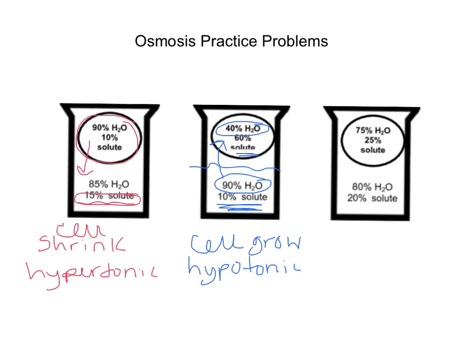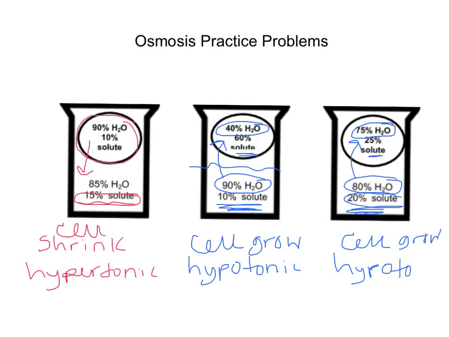Alright, our last one. So we have 75% water inside the cell, 80% water outside the cell. Water goes from an area of high concentration to low concentration, so again, our cell is going to grow. Let's look at our solutes. We have 20% in the solution, 25% inside the cell. So our solution is under our cell, or hypotonic.